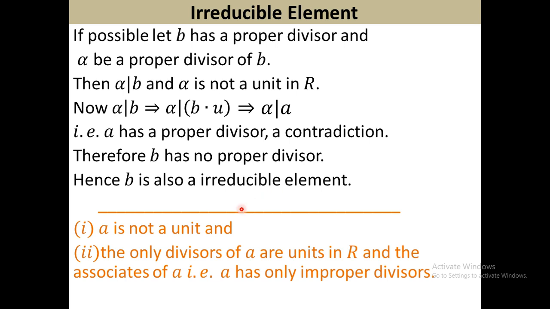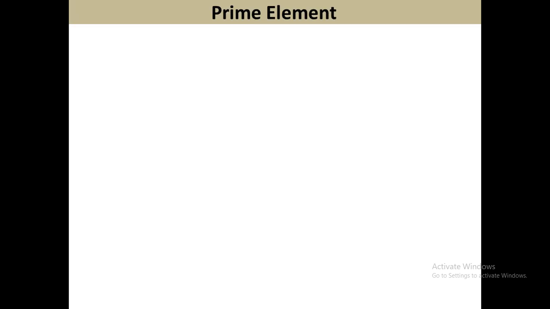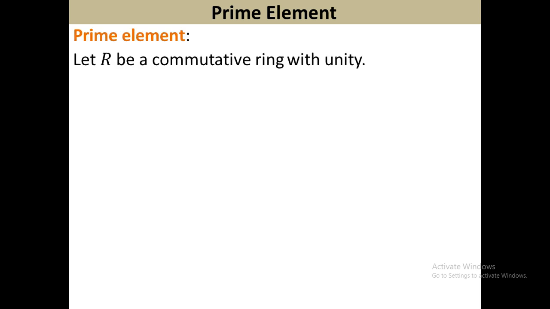Here I actually write down the definition of irreducible element. Okay. Now we will go to prime element. At first I give the definition of prime element. This definition is nearly the same as irreducible element. Here I consider a commutative ring with unity.